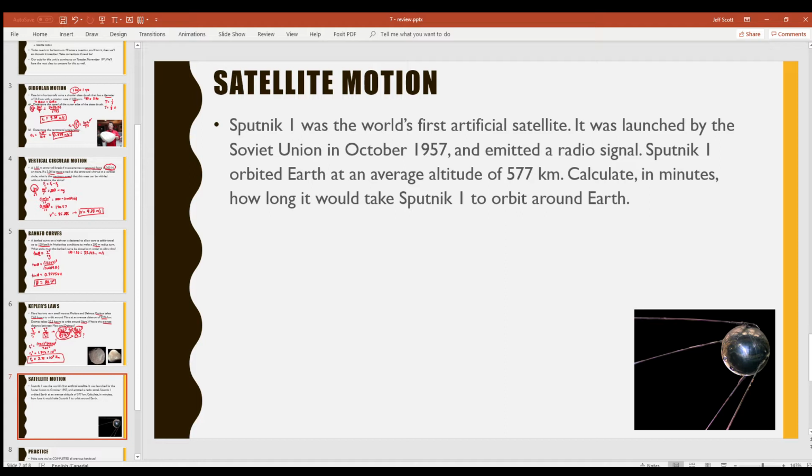Okay, Sputnik 1 was the world's first artificial satellite. It was launched by the Soviet Union in October 1957 and emitted a radio signal. Sputnik 1 orbited Earth at an average altitude of 577 kilometers. Calculate in minutes how long it would take Sputnik 1 to orbit around Earth.